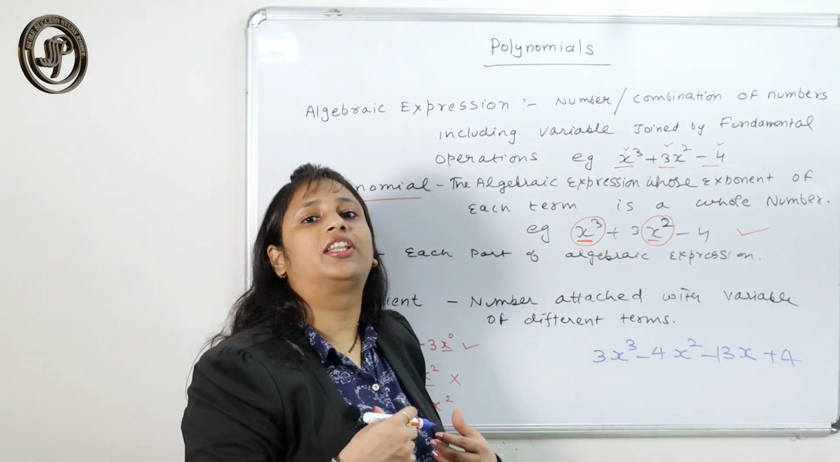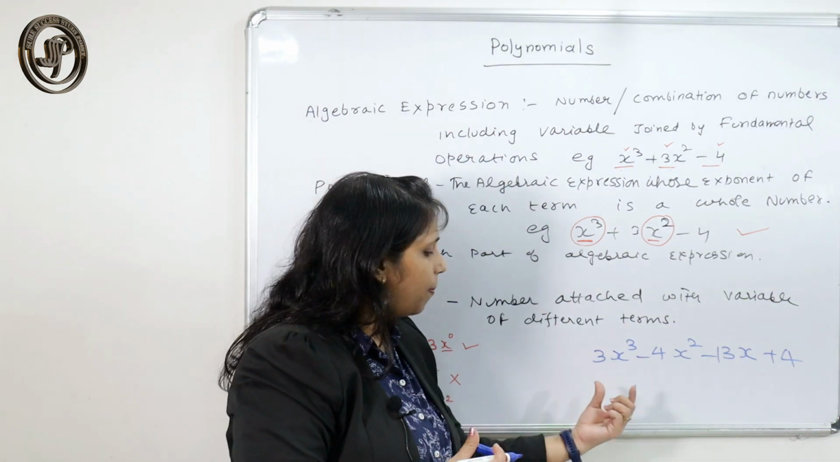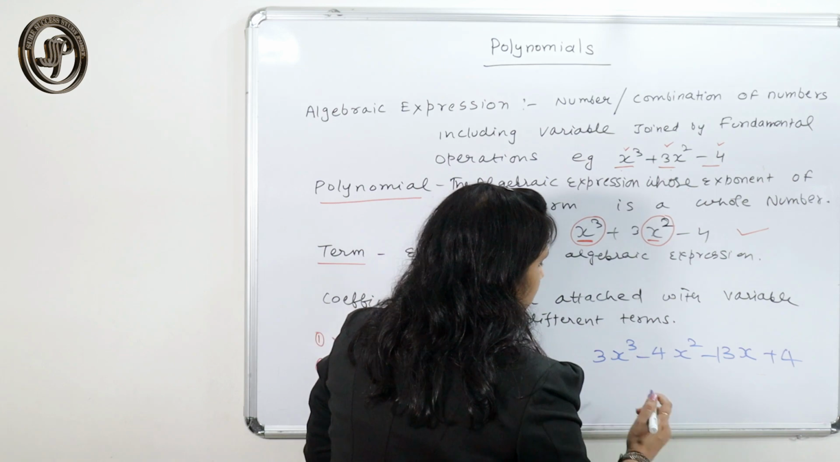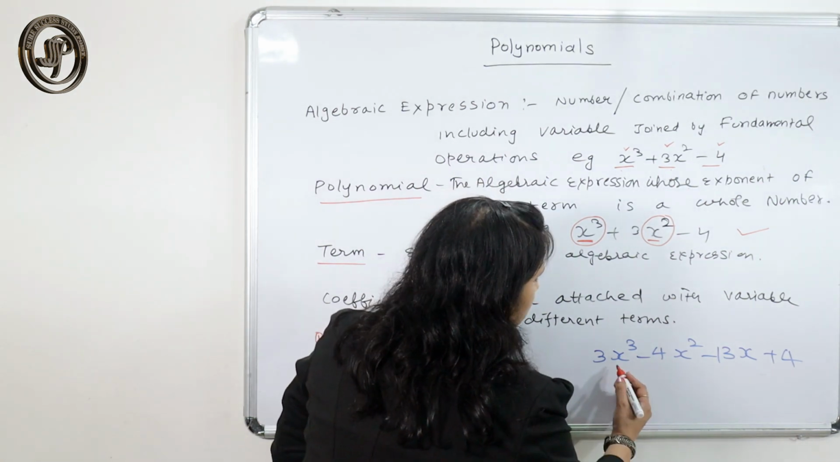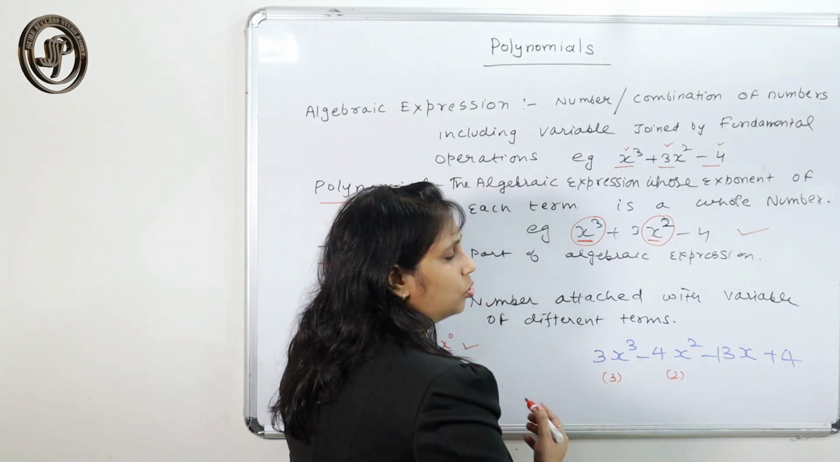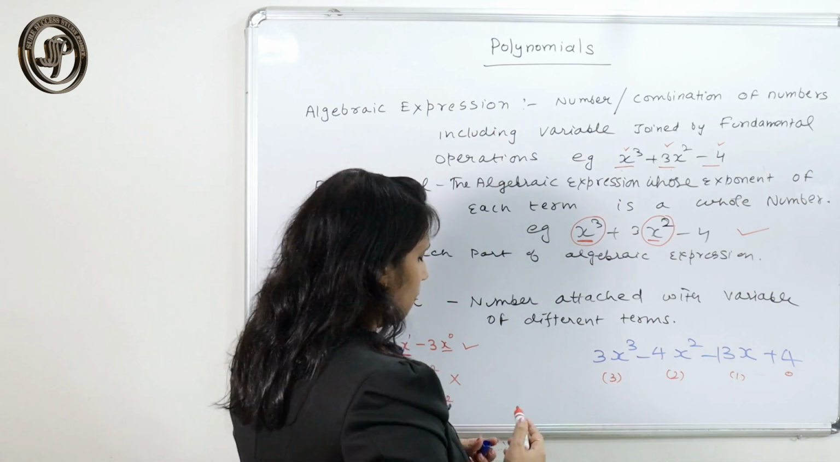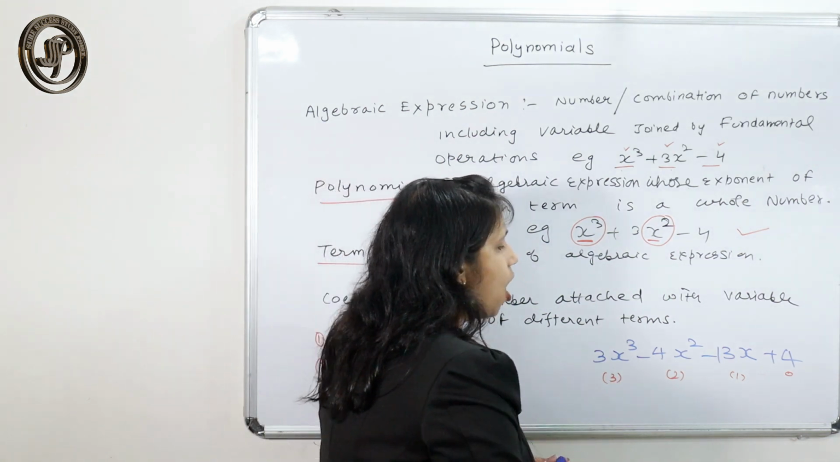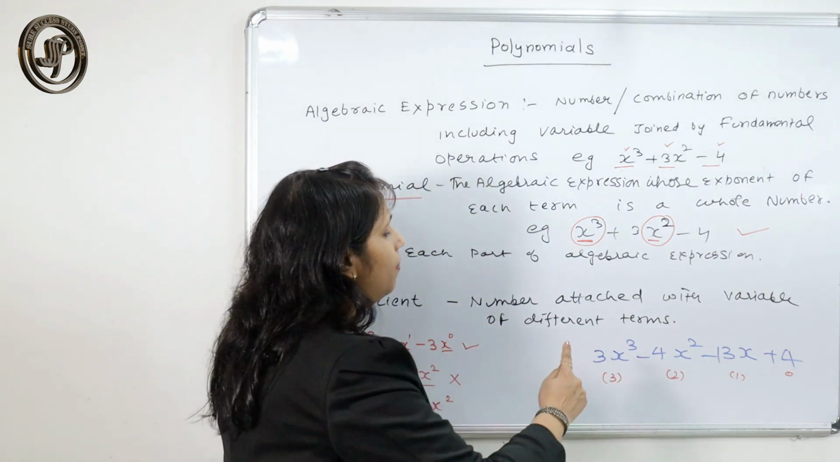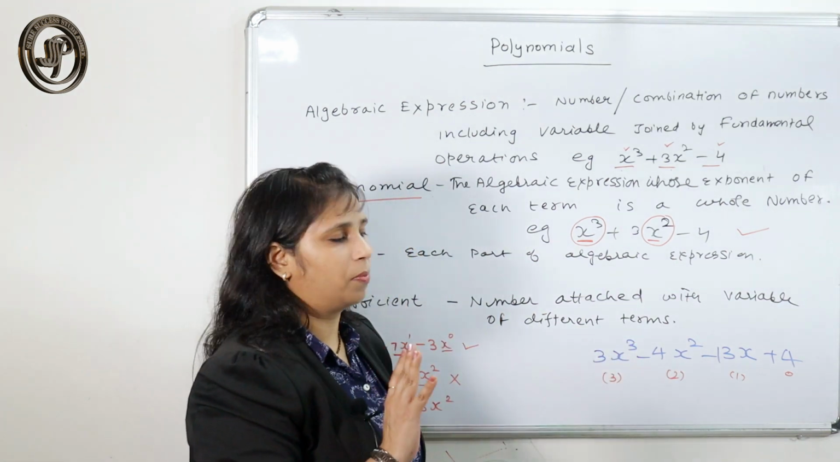Now check the power, or exponent, of each term. The power of this term is 3. The power of this term is 2. The power of this term is 1, and of the last term 0. So the exponent of each term is a whole number, so it is a polynomial.